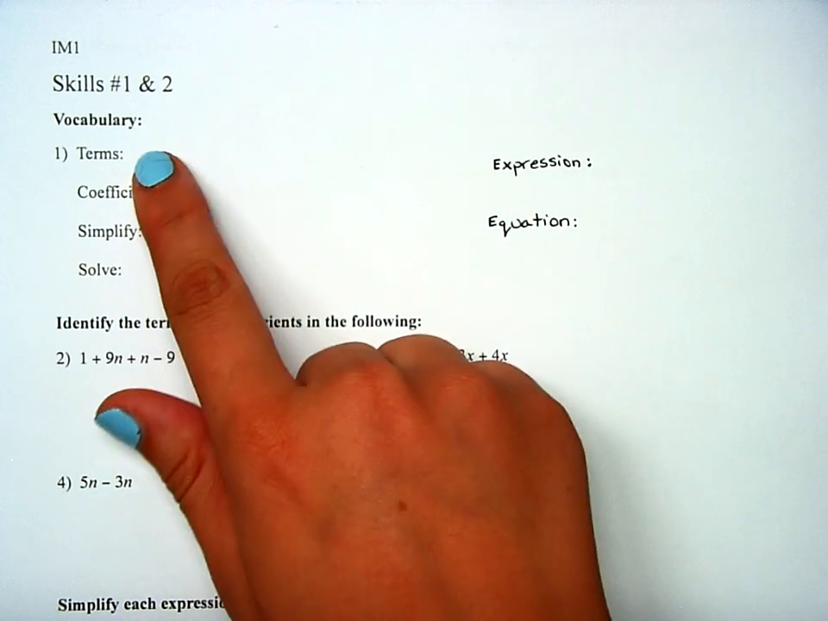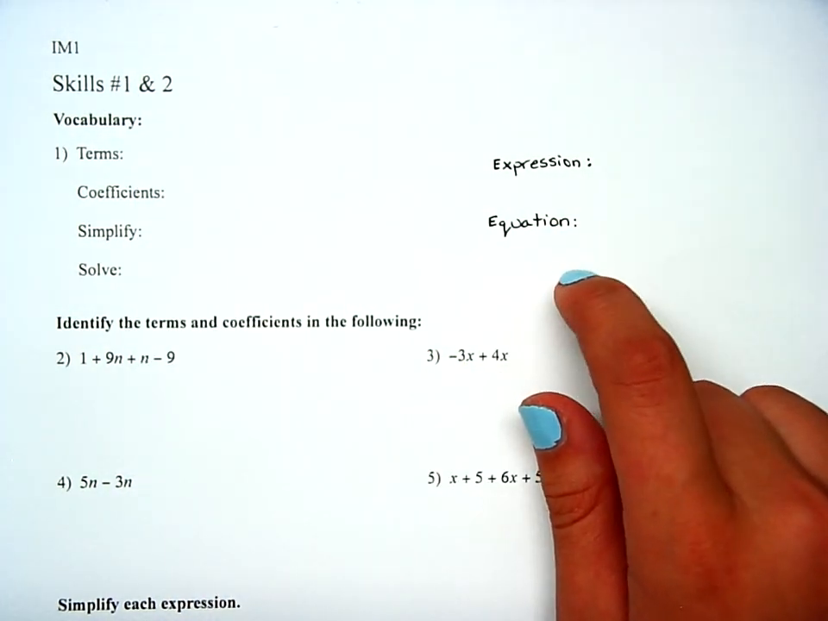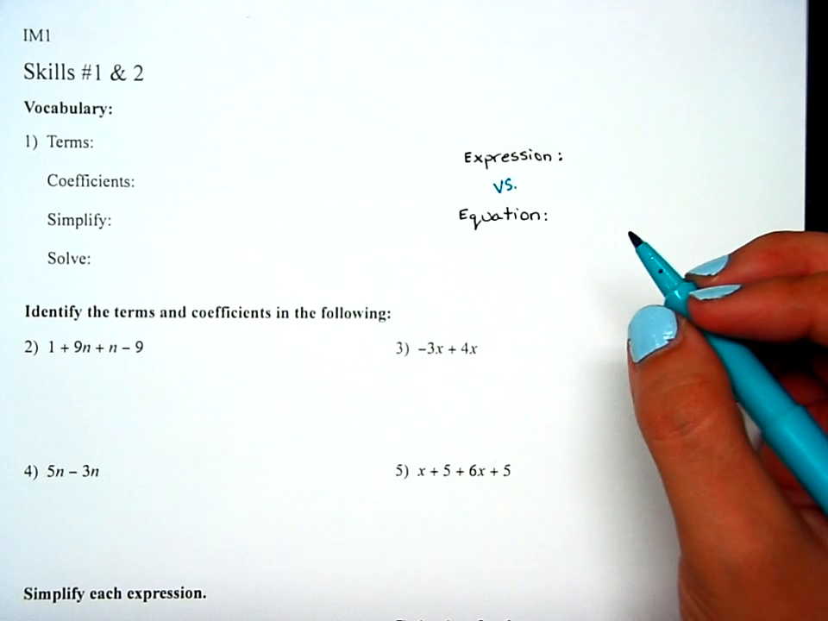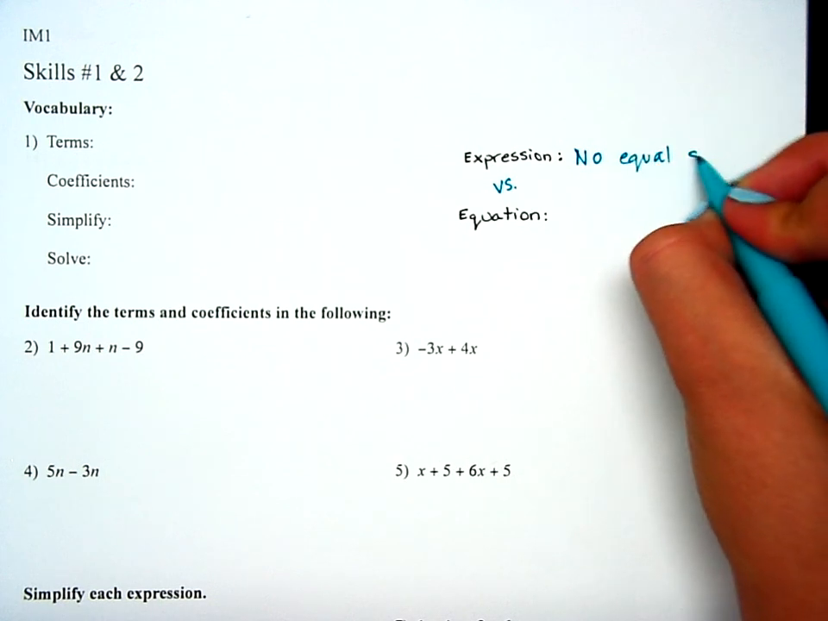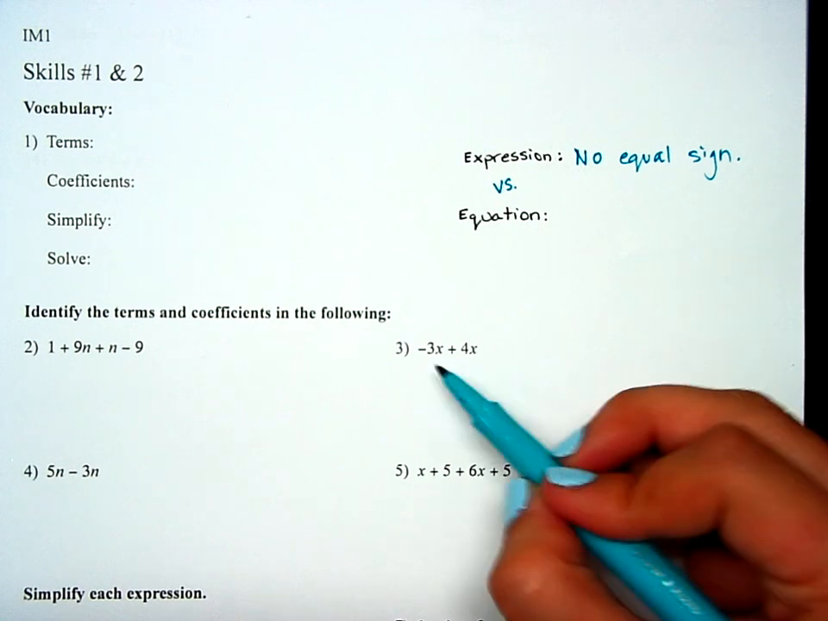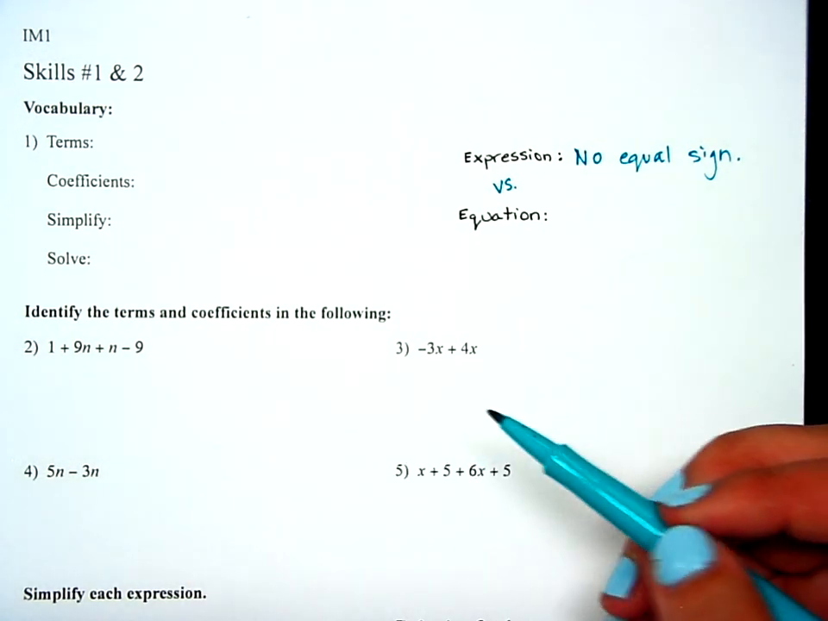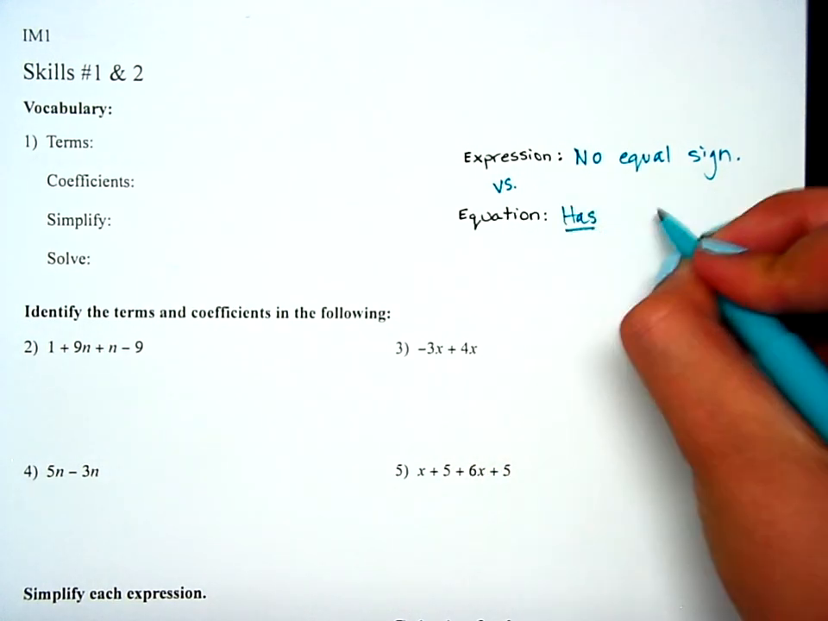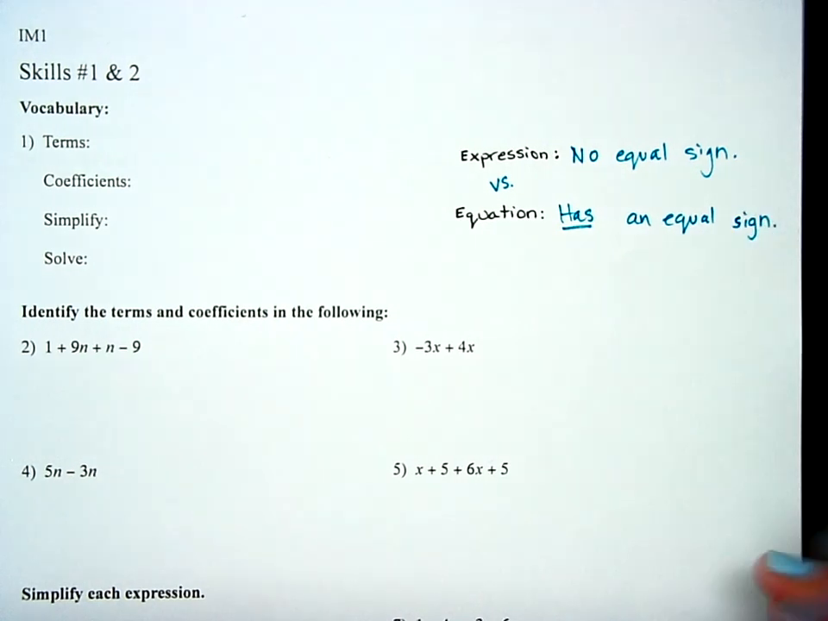Before I even get into these terms, I want to go over the difference between expression and equation. So an expression, we're going to compare these. An expression has no equal sign. That's the quickest way to say it. So no equal sign. So that might look like 4x plus 3, negative 3x plus 4x. Any expression, any list of terms, signs, operations with no equal sign. And then of course an equation has an equal sign. So that's the quick, simple difference between those two.